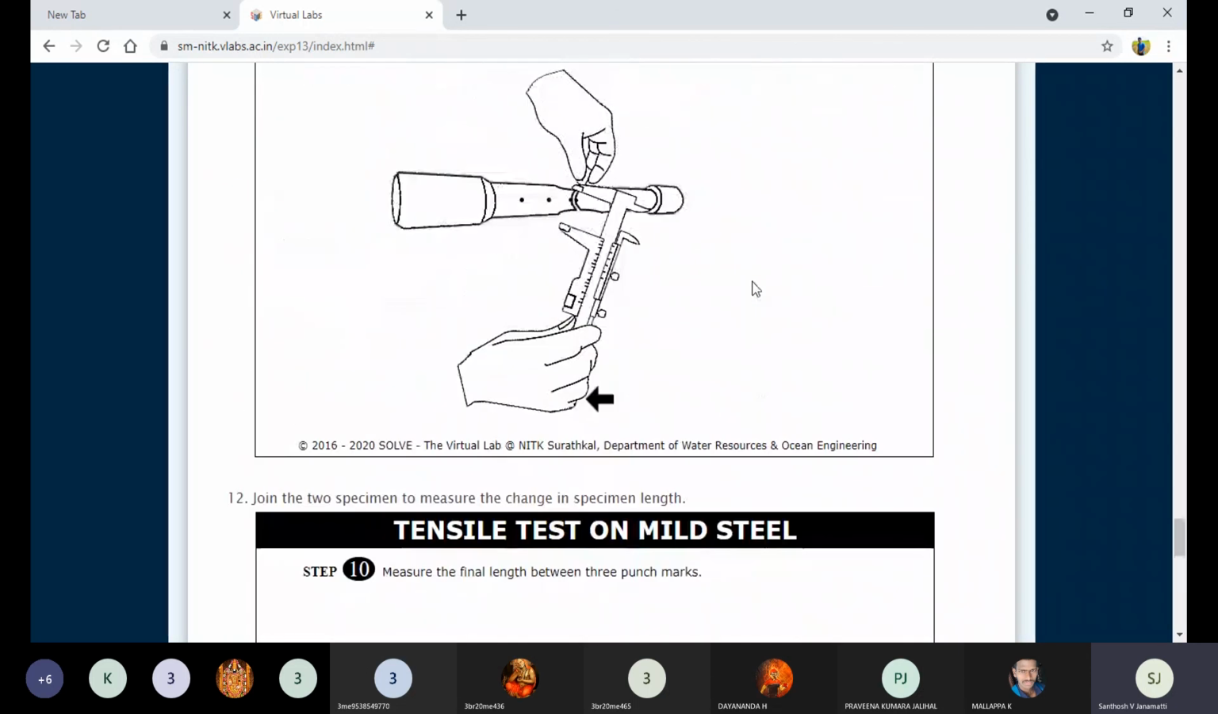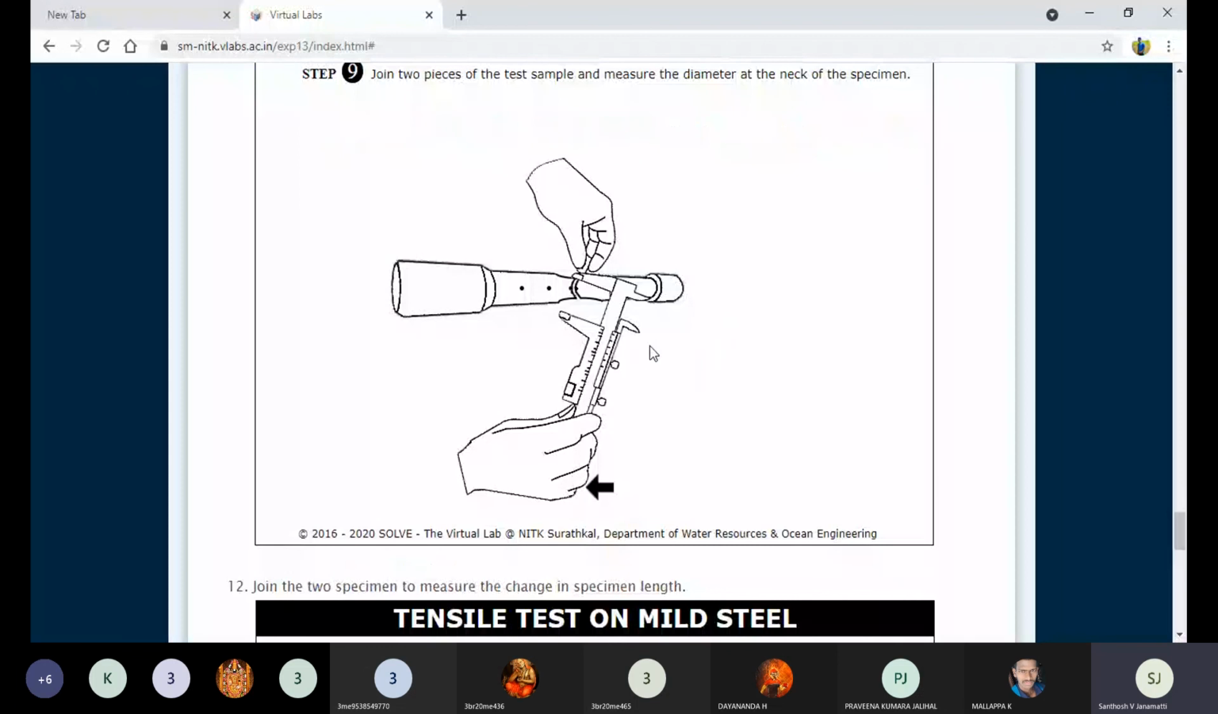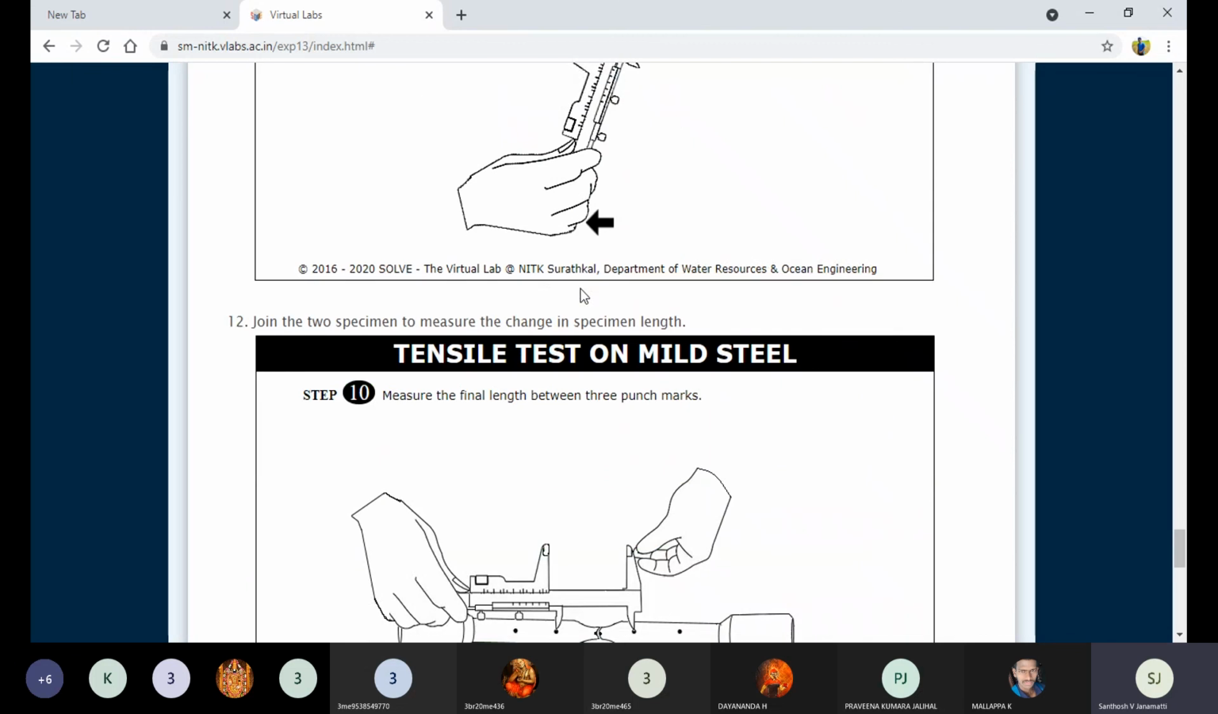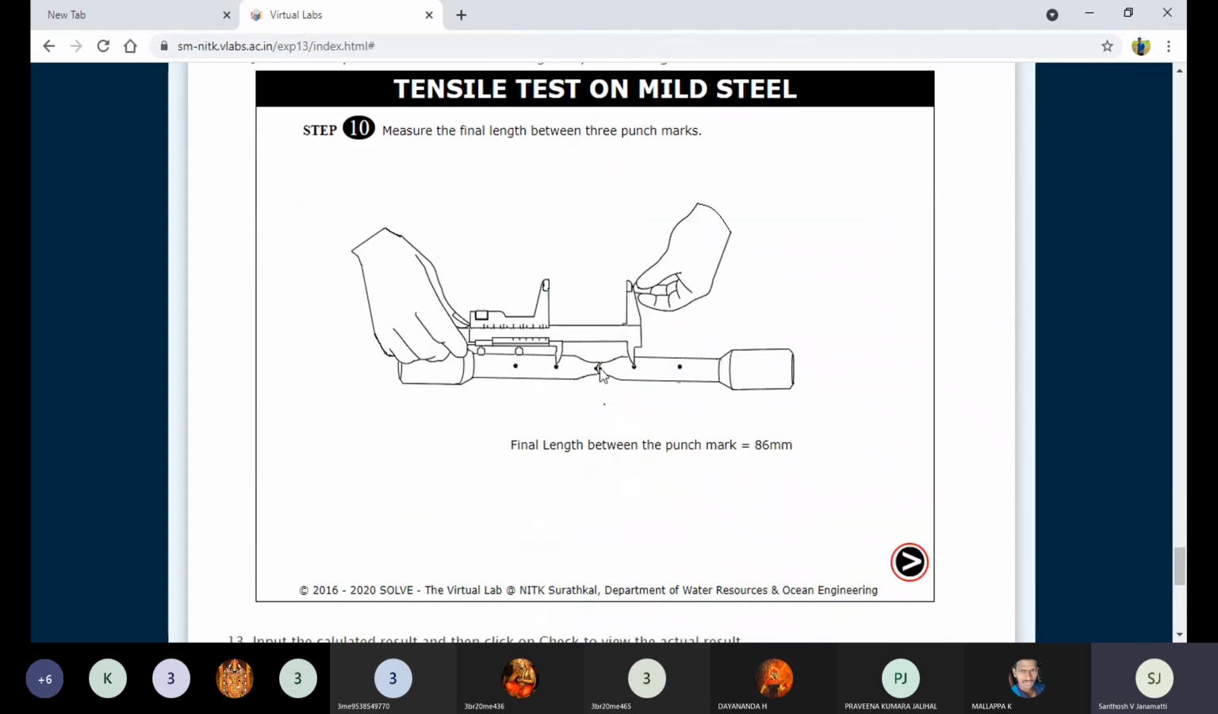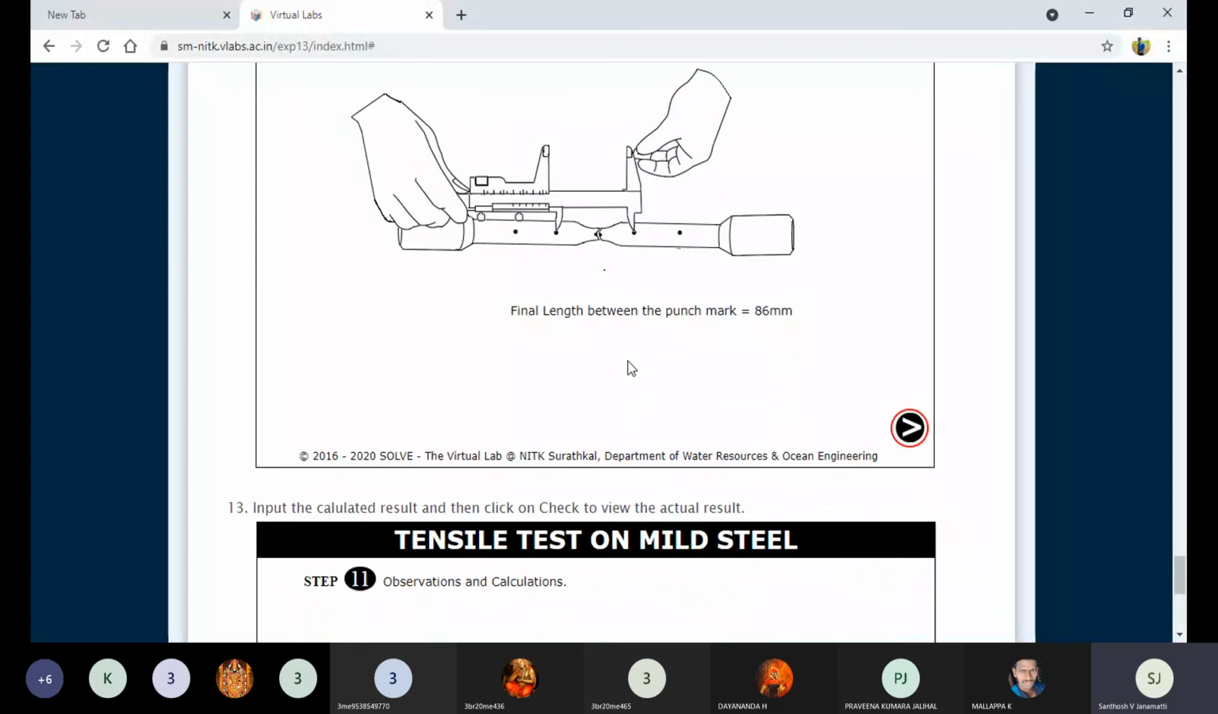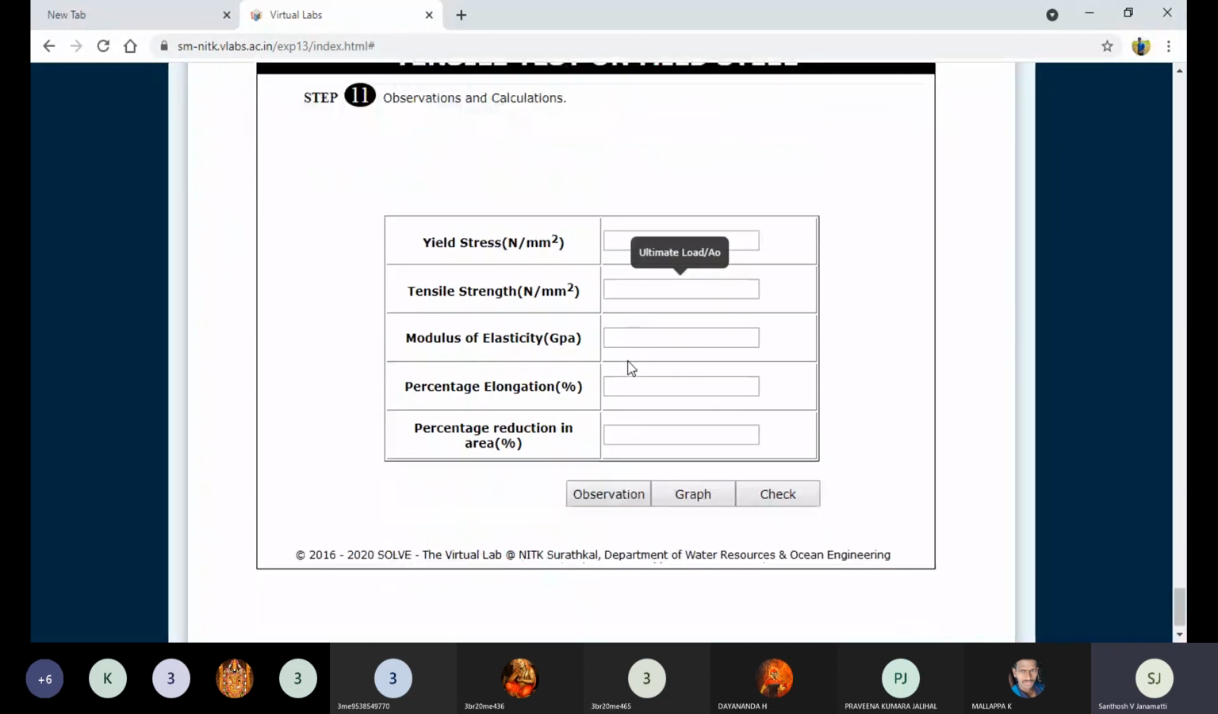Step 9 is that you need to take the reduction in diameter again. After conducting the test, we need to take the dimensions of the sample again. So the final diameter of the sample as well as the final gauge length of the sample. These two are very, very important because we need to calculate the percentage of reduction in the sample as well as the percentage of elongation.